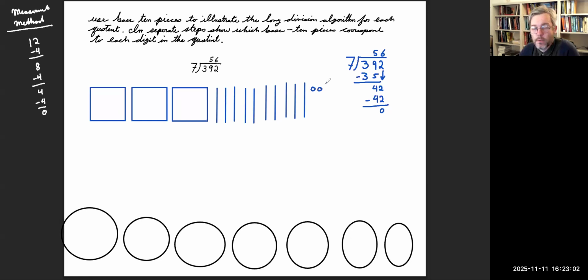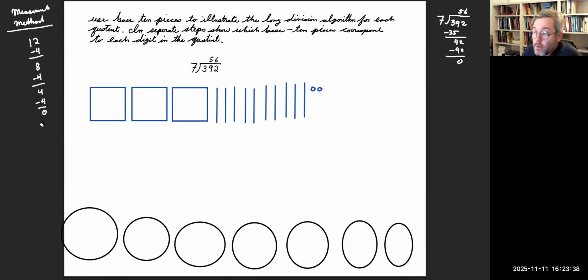Okay, I gotta break this up. Okay, I told you I kind of started on a bad one. Alright, so algorithm, not so bad. We did that. And in fact, if you don't mind, if you've got the time, I might rewrite this over here, because I might need the space. 392, 56, minus 35, 42, 42, 0. Okay, I'm going to move that because I need the space.